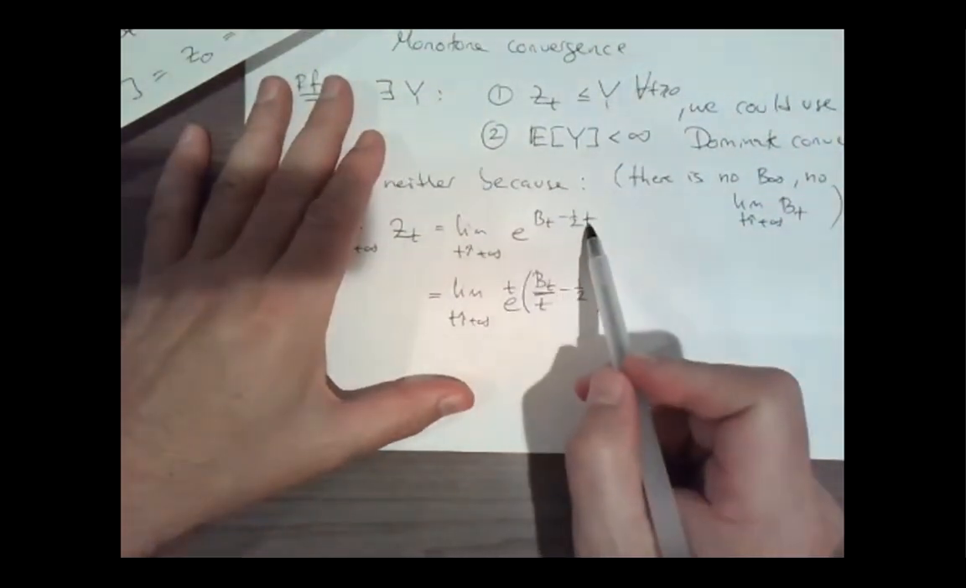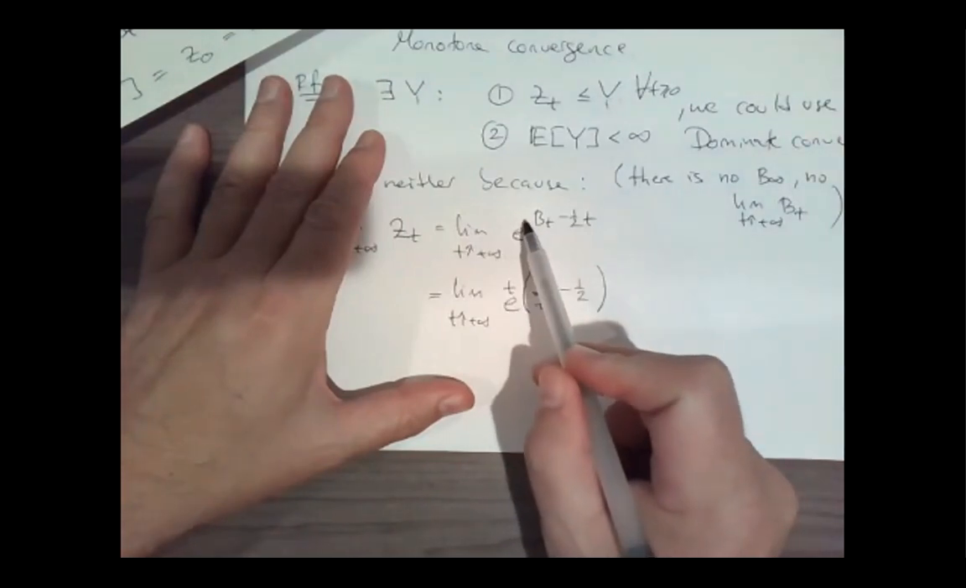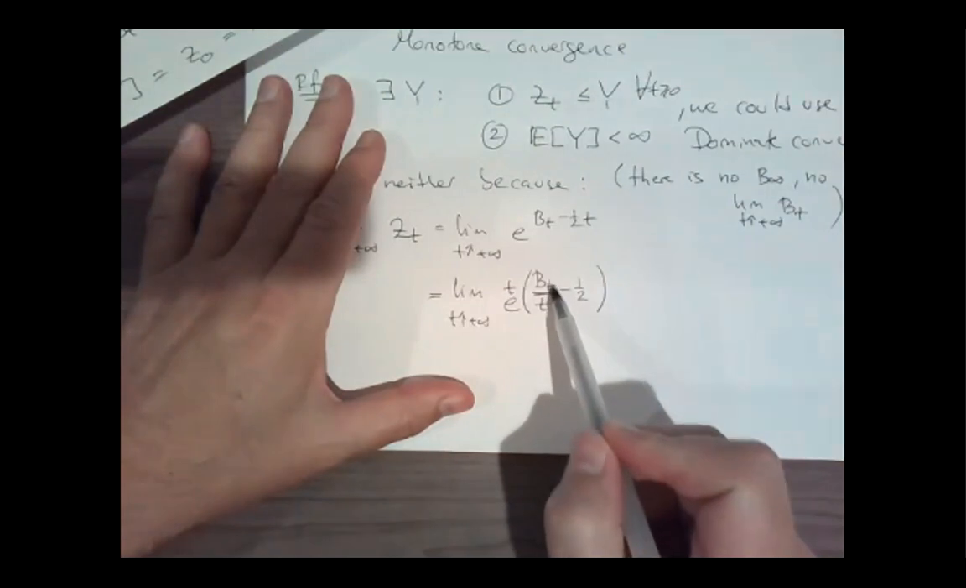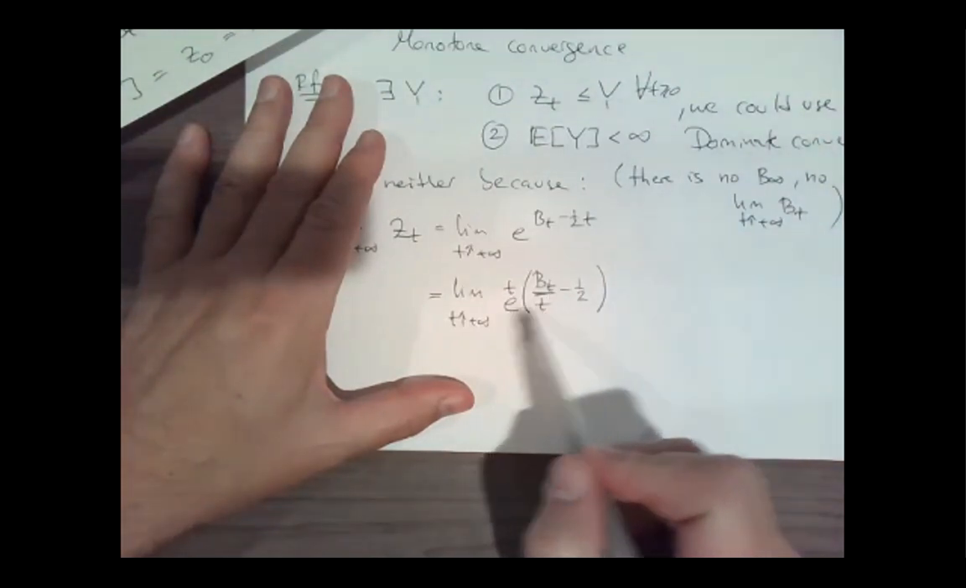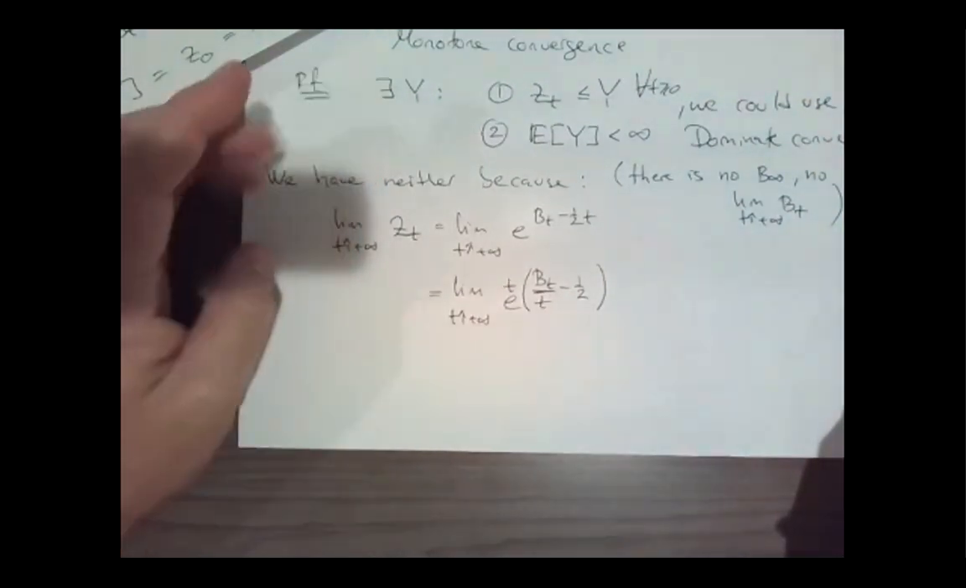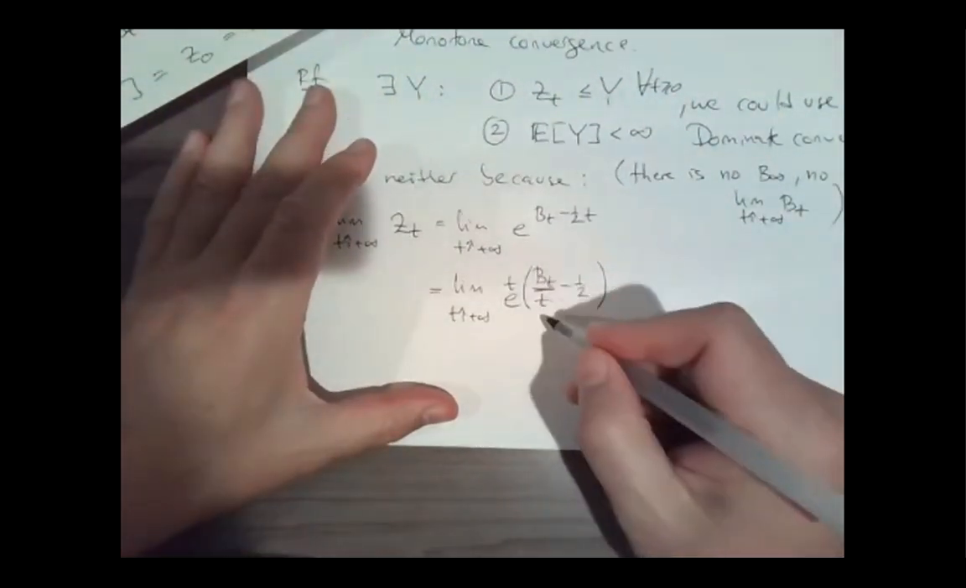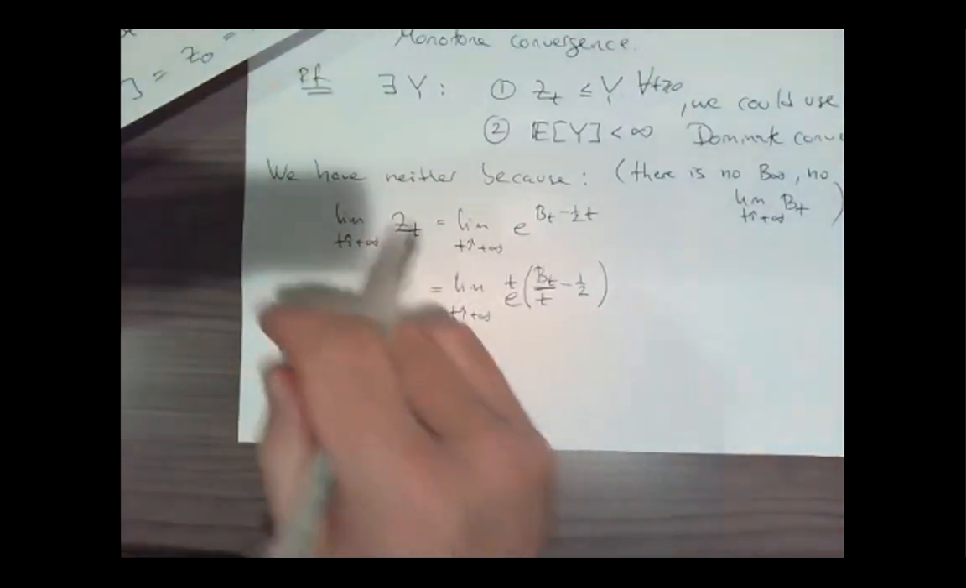Right, so what did I do? I took that t up here and put it outside a set of parentheses. I don't have to worry about dividing by 0 here because t is a big number. And then we do the analysis. So B_t over t, where does it go? Well, that was the analysis we roughly did.